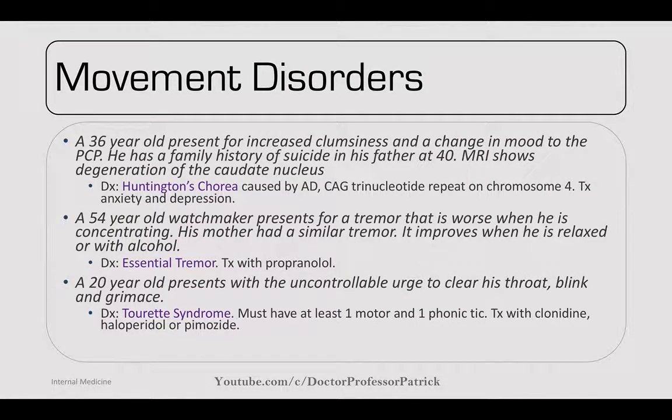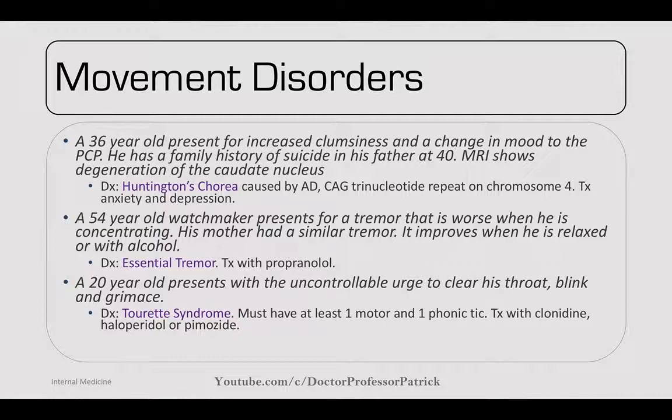More movement disorders. There's a 36-year-old who presents for increased clumsiness and a change in mood to his PCP. His family history of suicide in his father at 40. MRI shows degeneration of the caudate nucleus. So this would be a Huntington's chorea. It's caused by an autosomal dominant CAG trinucleotide repeat on chromosome 4. You can only treat the anxiety and depression, and this often exhibits anticipation, or it increases the likelihood of presenting earlier with each generation.